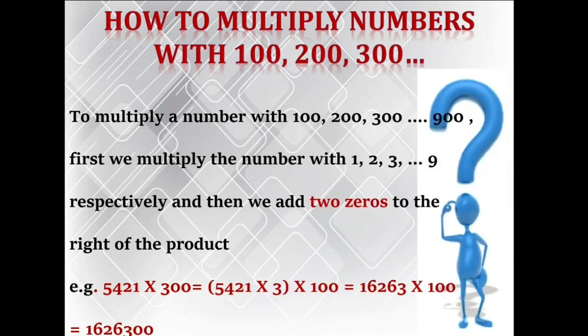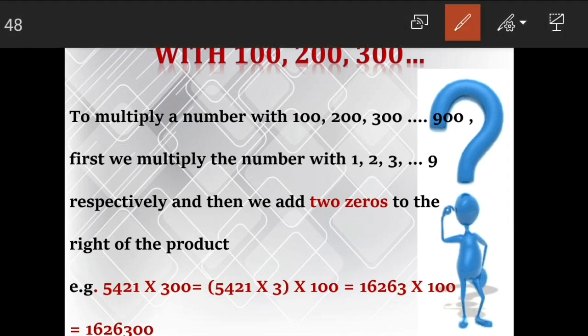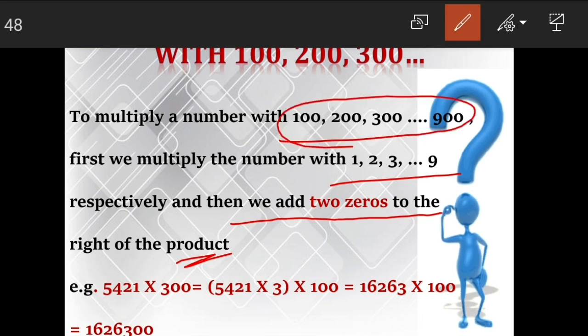Now, how to multiply numbers with 100, 200, 300, that is, numbers with 2 zeros. To multiply a number with 100, 200, 300, the procedure is exactly the same as what we just discussed about 10, 20, 30. We have to multiply the given number with 1, 2, 3 and 9, the first digit, and then we have to add 2 zeros to the answer, to the product. Product means the answer which we get. We have to add 2 zeros because these numbers have 2 zeros.